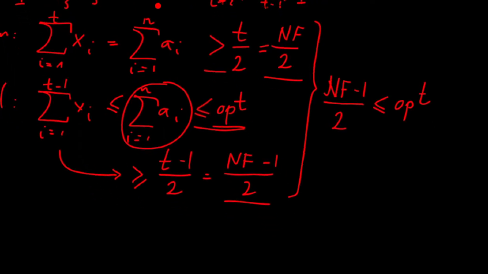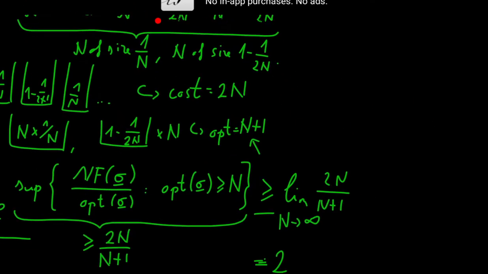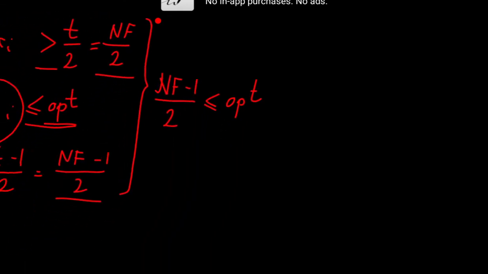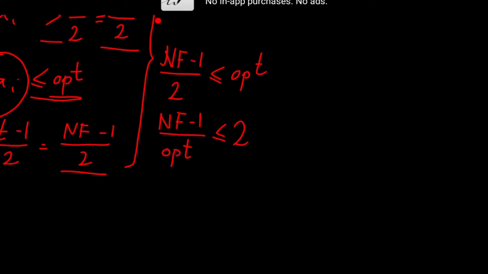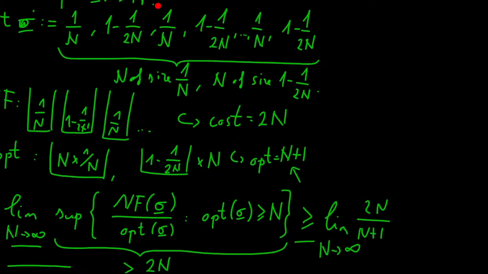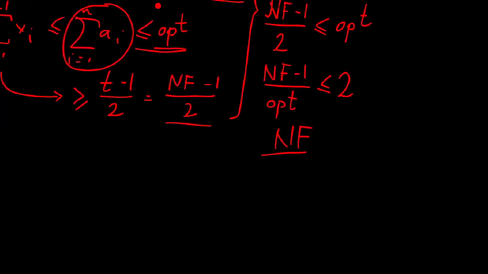So I can just divide by the optimum and multiply by 2, and I get that the next fit minus 1 divided by the optimum is at most 2, and I can also add 1 over optimum, and I get that the next fit's output divided by the optimum is at most 2 plus 1 over the optimum value.